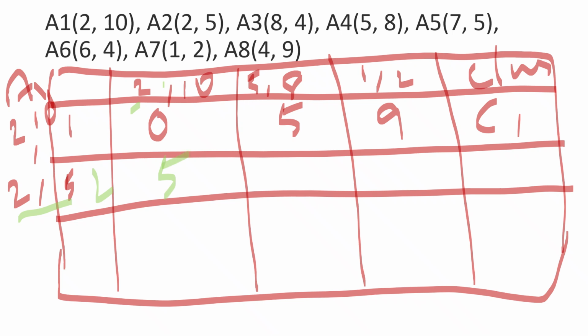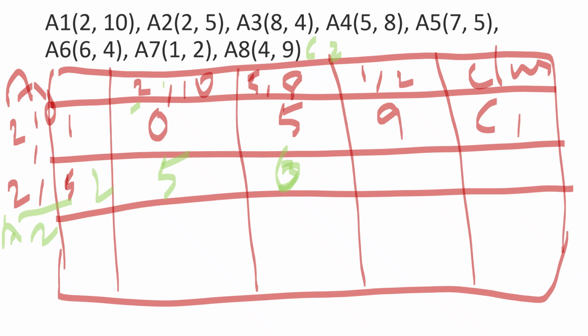Next, I have to calculate the distance between A2 and cluster 2. In x-wise distance, 2 minus 5 is 3. In y-wise distance, 5 minus 8 is 3. So the distance is 6. Here the distance should not be taken as negative because it is the absolute value.